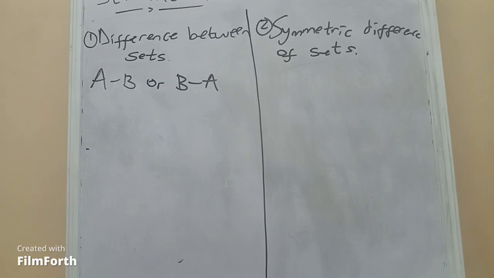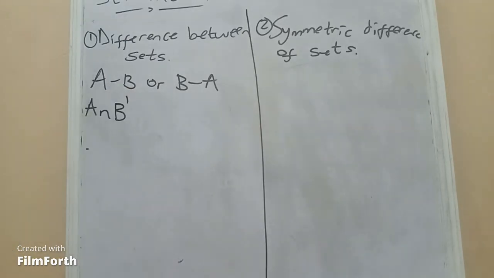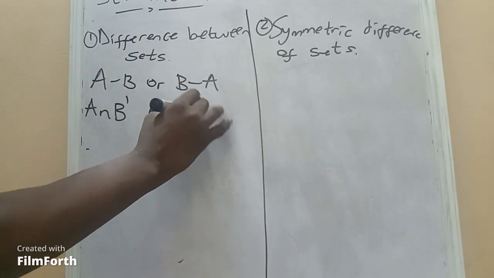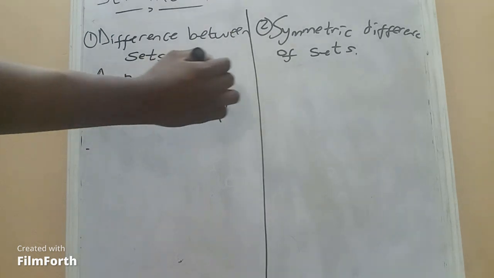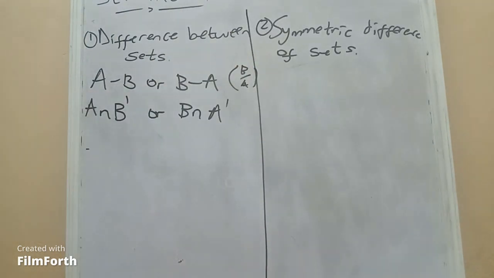Now, when we say A minus B, what does that imply? When you have a universal set, it implies A intersection B complement, or you say B intersection A complement. And this can also be written as B over A. Likewise, this can be written as what? A over B.